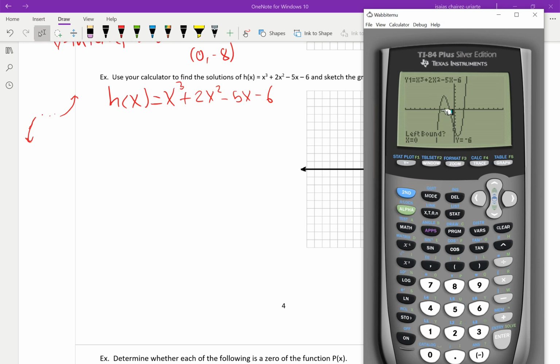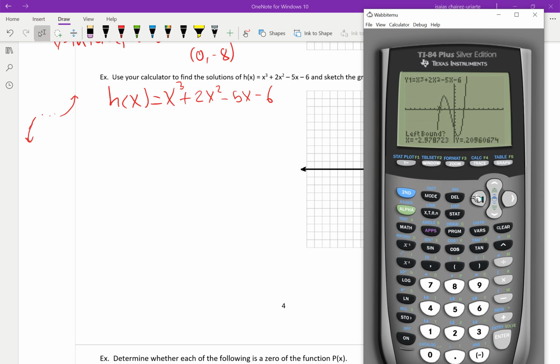And let me find the leftmost zero. Notice that there's this little blinking dot on my graph, and I can control its position by using my cursor keys. So right now my calculator wants me to approximate the x-intercept. Notice that it's asking for a left bound.